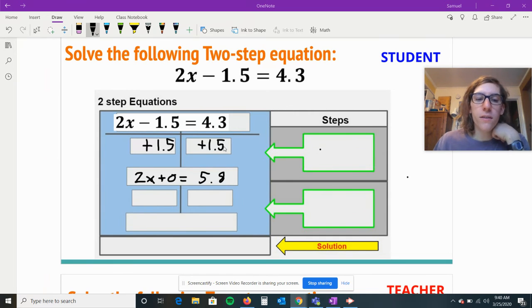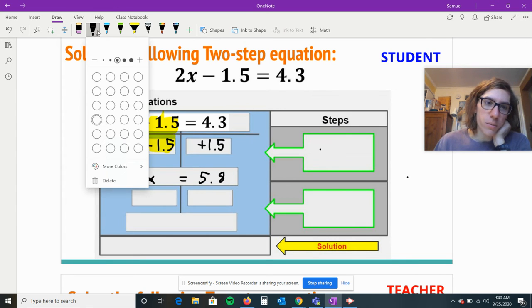Okay, so we add 1.5 to both sides. Negative 1.5 plus 1.5 is going to make 0. That's the whole reason we do this, guys, so that this can all cancel out. Okay, so those are canceled, and now it's just 0, right? So I really don't need to put this here because adding 0 doesn't do anything. So now we have 2x equals 5.8, right? 4 and that makes 5. 0.3 and 0.5 make 0.8. So now we're so close. We just need one more step.